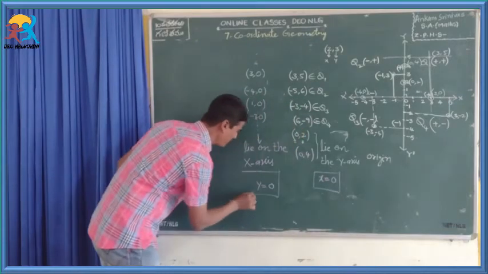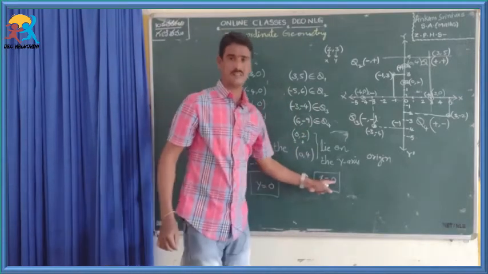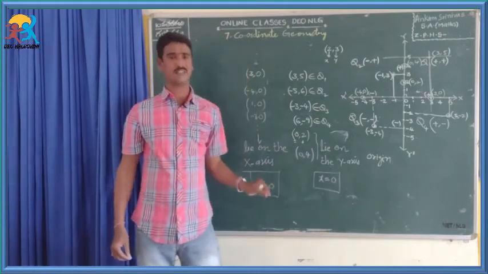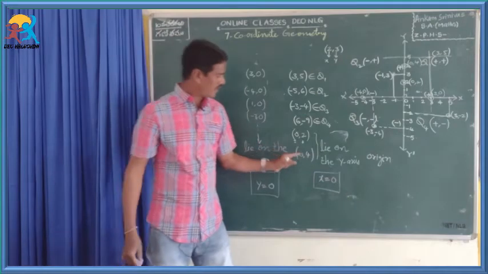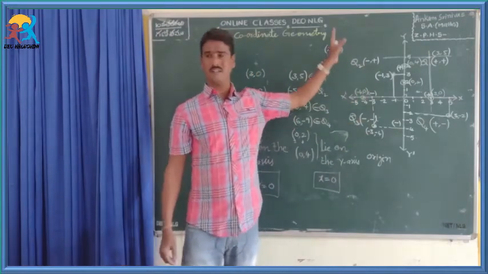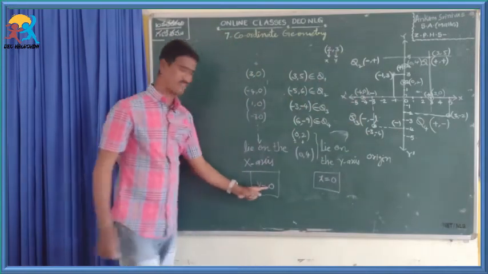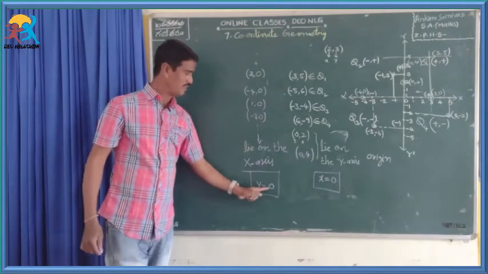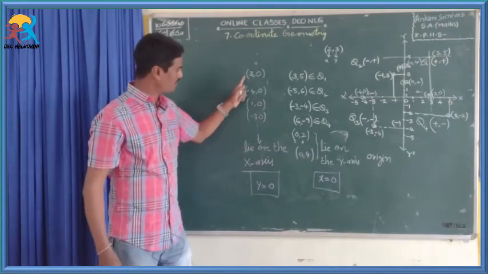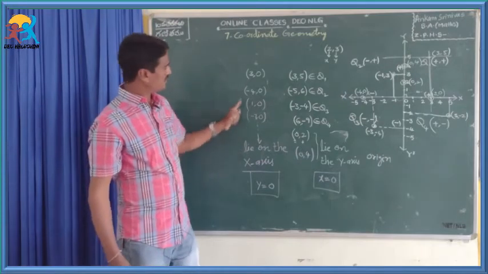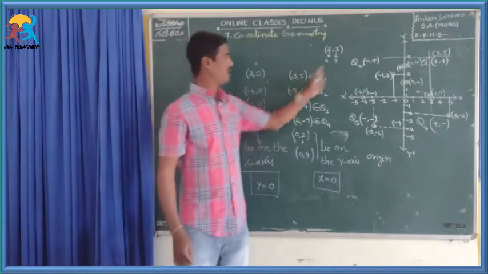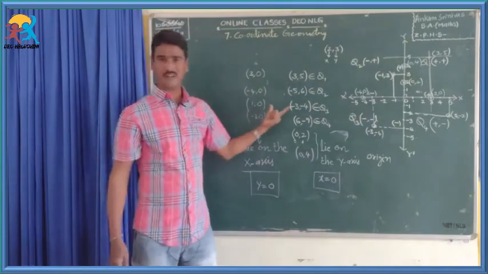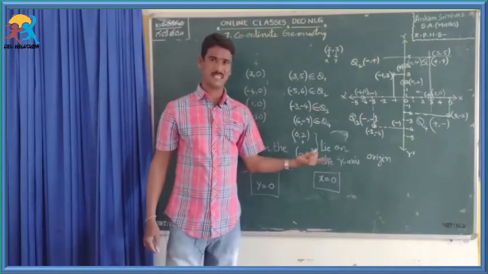What is the meaning of x equal to 0? It means the first coordinate is 0, and this type of point lies on the y axis. Y equal to 0 means the second coordinate is 0, and this type of point lies on the x axis. We already learned this in the previous class, 9th class.